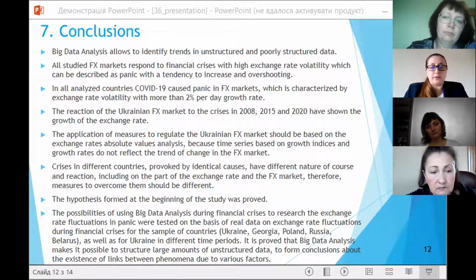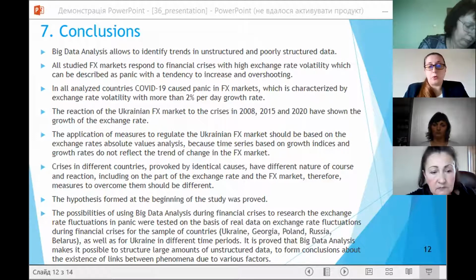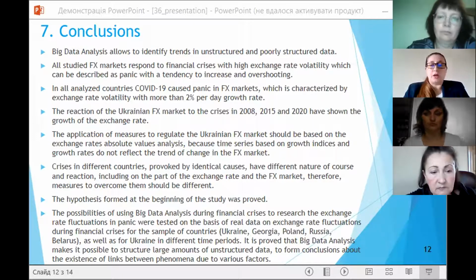All studied FX markets respond to financial crisis with high exchange rate volatility. Also, in all analyzed countries, COVID-19 caused panic in the FX market. The dynamics of different FX markets during panic shocks is similar to each other, unlike the Ukrainian dynamics. So we need to find other approaches and other measures to regulate and stabilize our Ukrainian foreign exchange market.